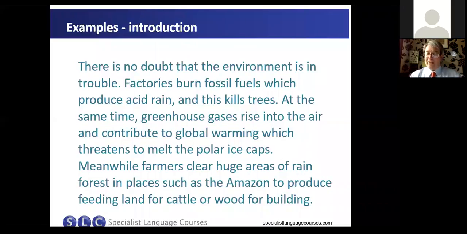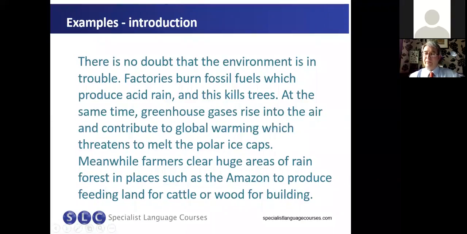"To produce feeding land for cattle or wood for building." So why have they cleared it? Well, in order to do this, produce feeding land for cattle, or an alternative reason why they've cleared the rainforest is to get at the wood to use for building. So this would score highly. This is a good one. It goes on.